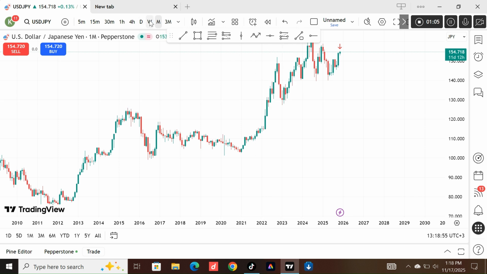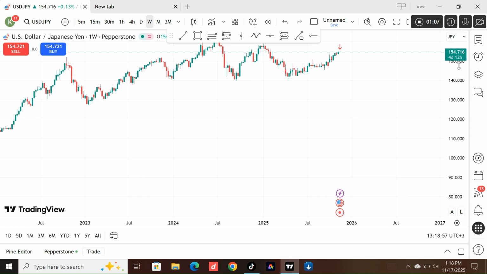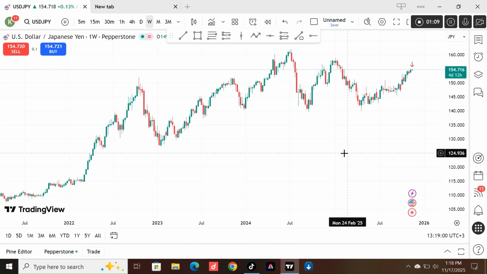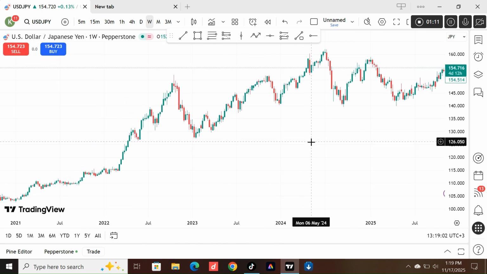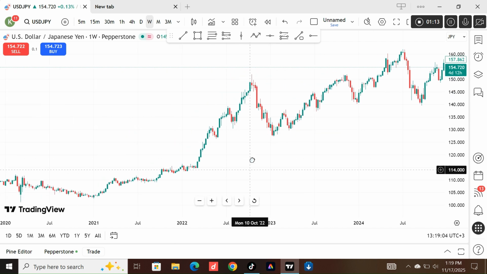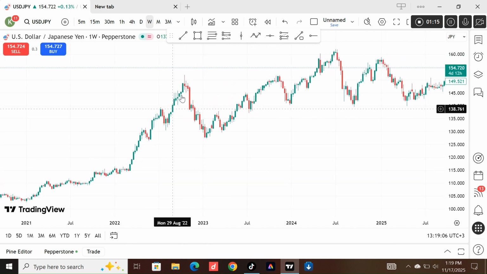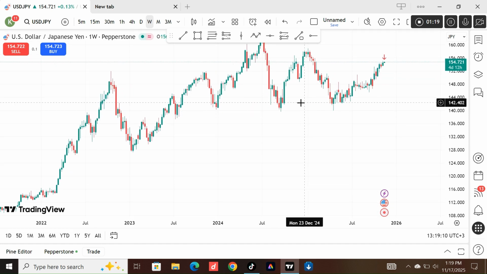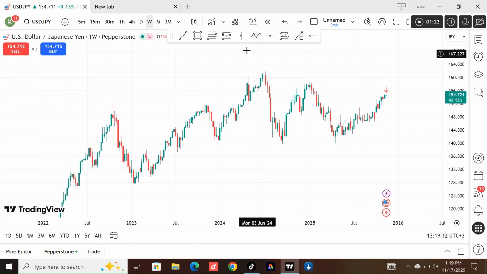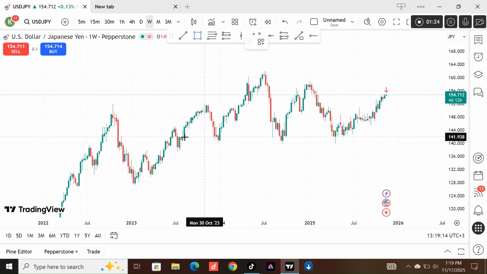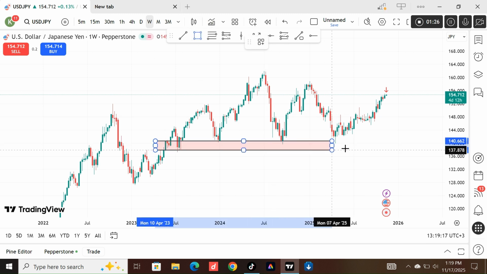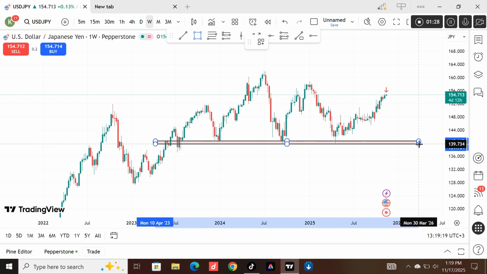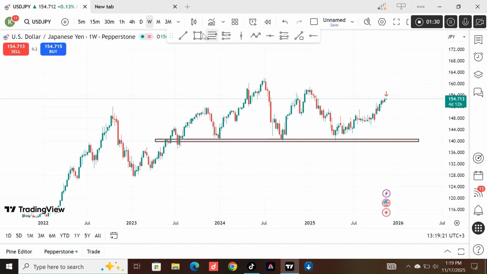So we go to weekly time frame. So on a weekly time frame right now, as you can see, also the market is in uptrend. Why? Because the market is now forming the higher highs and higher lows. And now we are going to draw our support and resistance using weekly time frame. So let's draw together. So now as you can see, this is our weekly support, and then we have another weekly support resistant around this area.